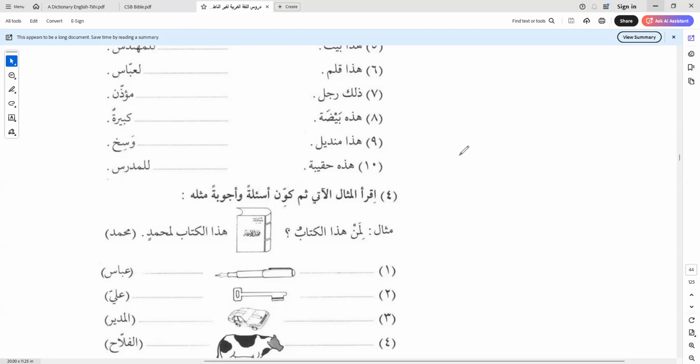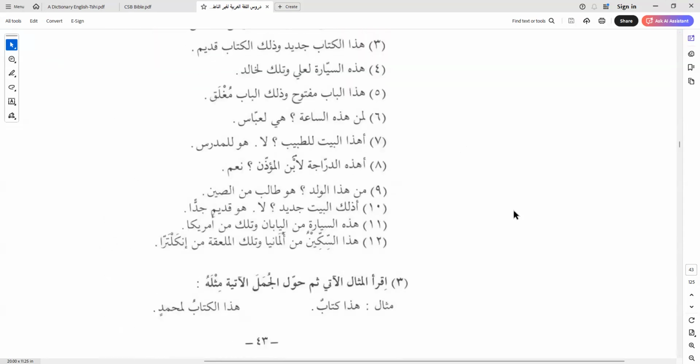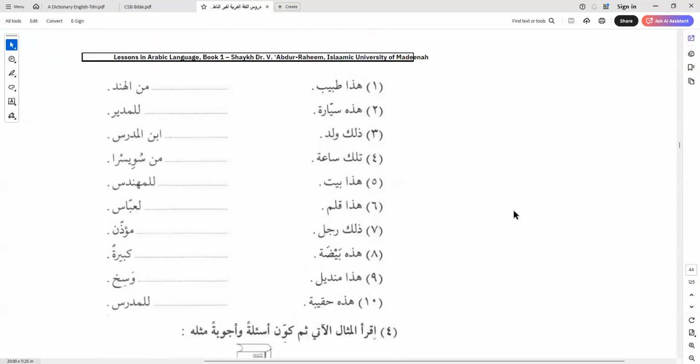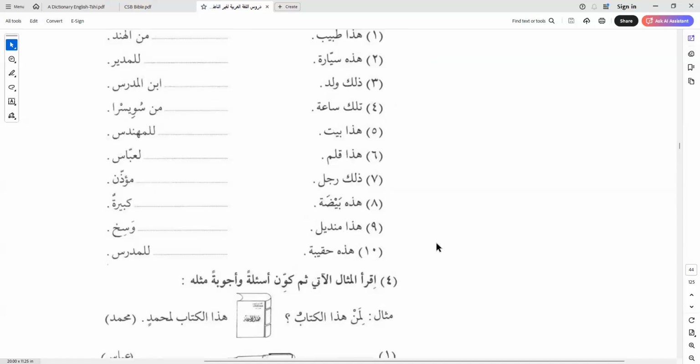This book is written by a very renowned Arabic sheikh, Dr. V. Abdurrahman, formerly of Islamic University. Lessons in Arabic Language, and this is book one. Today we are going to look at lesson point number 4.